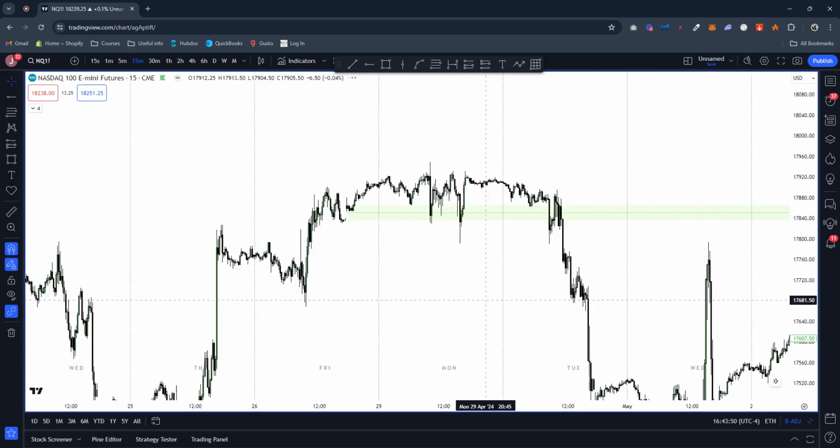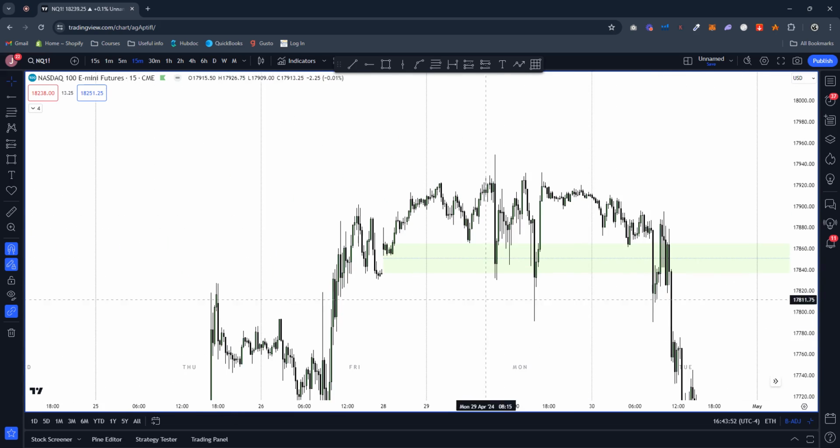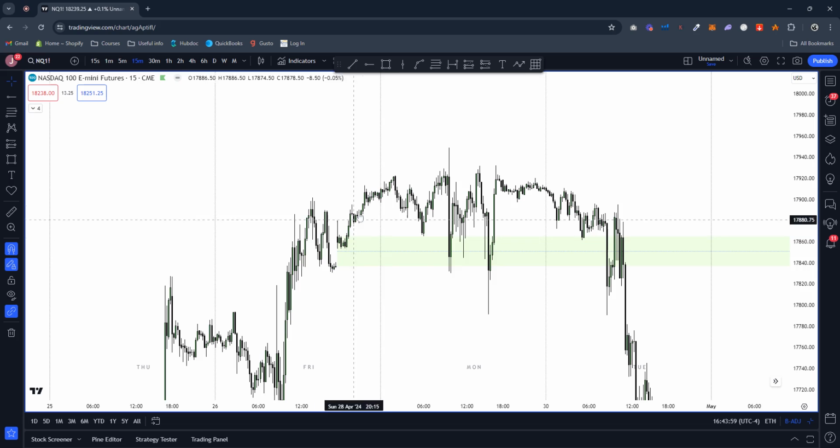So NWOG, again, new week opening gap. What is it? Friday's closing price and then Sunday's opening price. Here's another tip: when you have a tight new week opening gap, it's usually a high probability spot. Depending on whether you're bearish or bullish, you can use it as support or resistance.